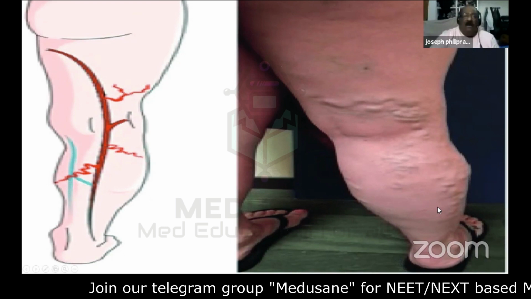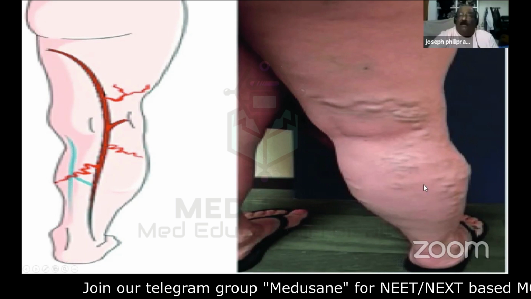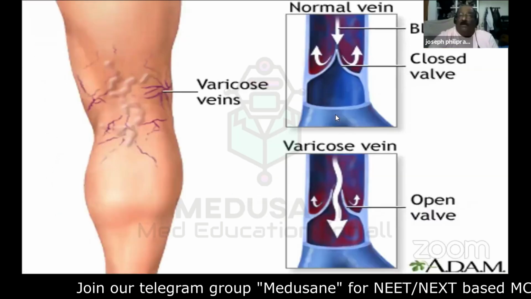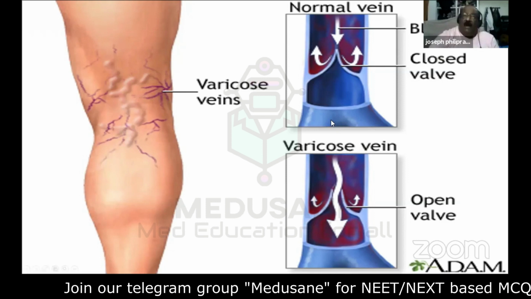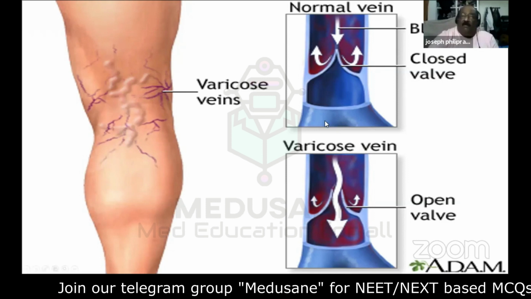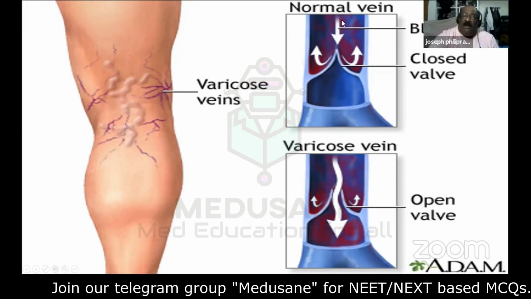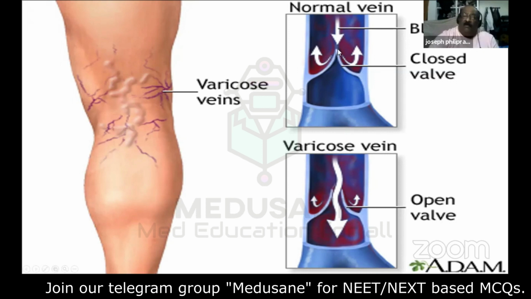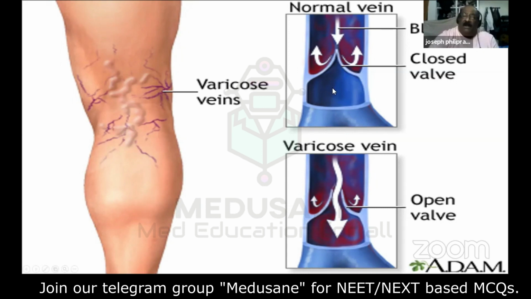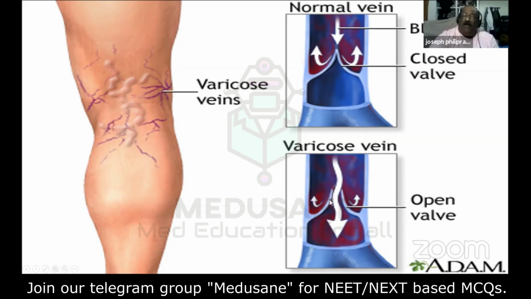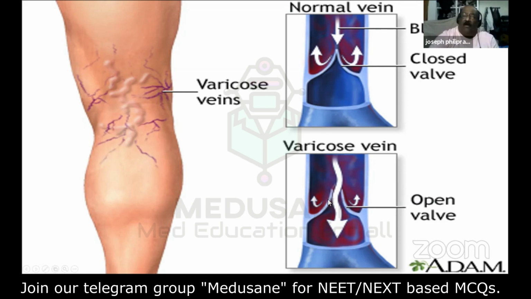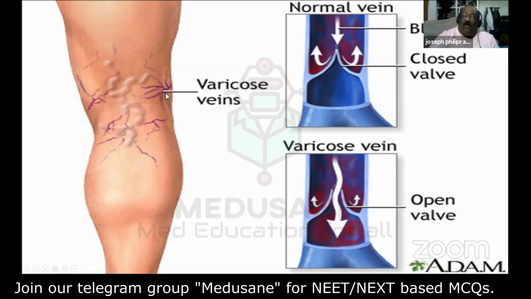Now look at this. Usually in a normal vein, like I mentioned, blood flows from below upwards. And when the blood tries to come back, the valves prevent the flow of blood towards the lower veins. But in incompetent valves, the blood regurgitates into the lower veins, causing the distension of these veins.